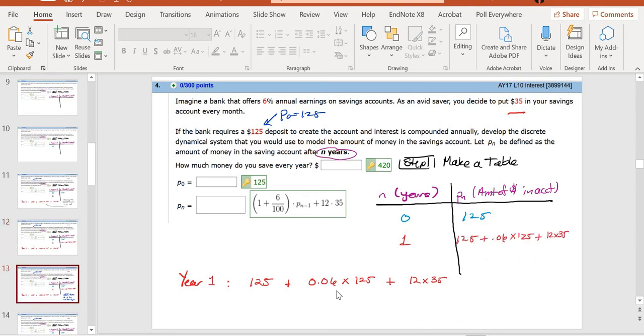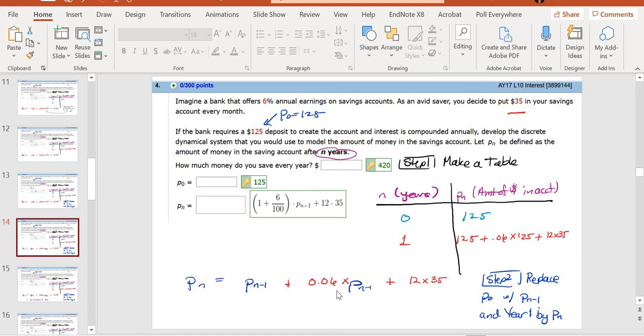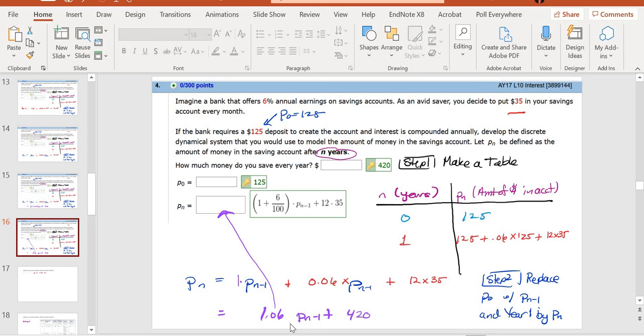How do you get your DDS? You replace all the P0s that you used with Pn minus 1, and you replace year 1 by Pn. And voila, I have my DDS. So that's what goes up here. You can clean it up a little bit by gathering your like terms. I have 1 plus 0.06. There's a 1 here in front of the Pn minus 1. I gather that together and I get 1.06 and put that here. So notice I cleaned it up so it looks as in the shell form we always use for these problems. Pn is equal to A Pn minus 1 plus D.